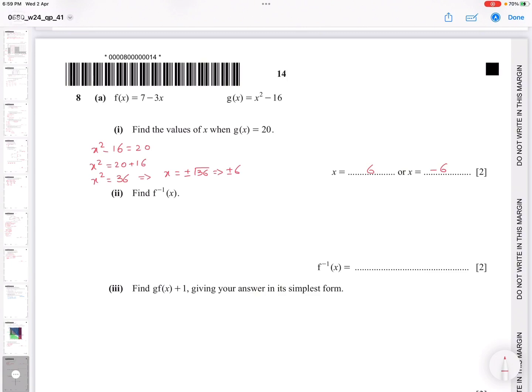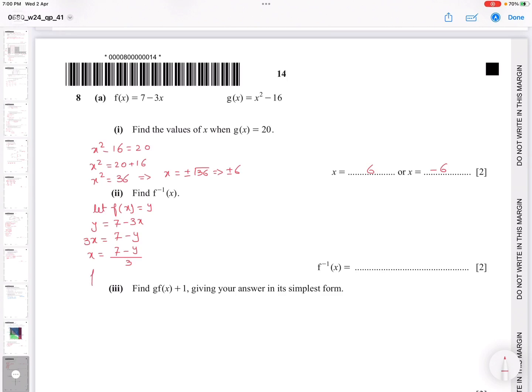Find f inverse of x. So start with, let f of x be equal to y. Now write f of x with y. Y equals 7 minus 3x. Now make x the subject. So bring 3x in place of y, so it will become positive 3x equals 7, y will become negative. So x equals 7 minus y divided by 3.